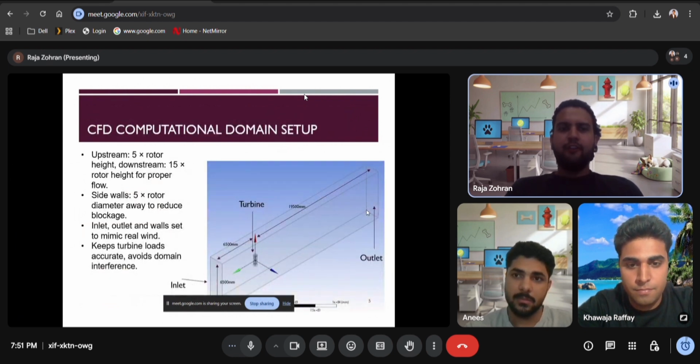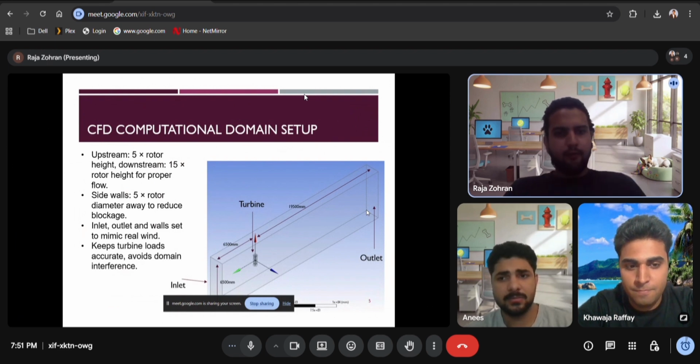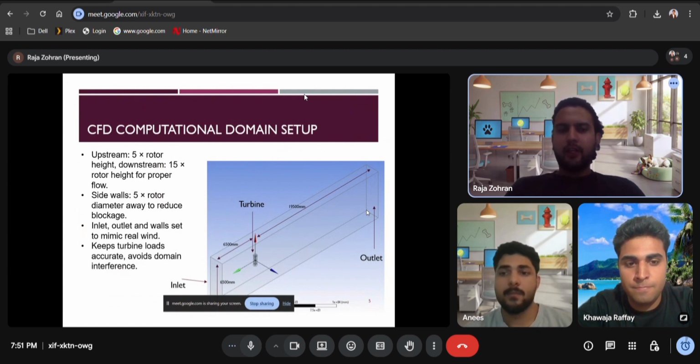And for the CFD computational domain setup, we used upstream 5 times the rotor height, downstream 15 times the rotor height to properly develop the flow, and walls of 5 times the rotor diameter. Inlet, outlet, and wall are set to mimic real wind, keep the turbine loads accurate, and avoid domain interference.